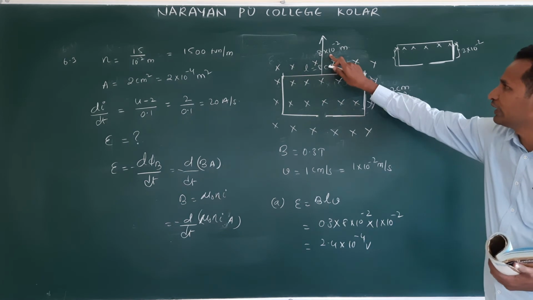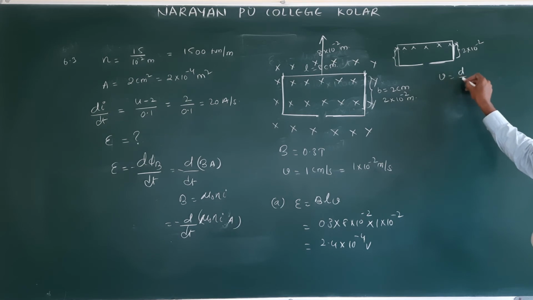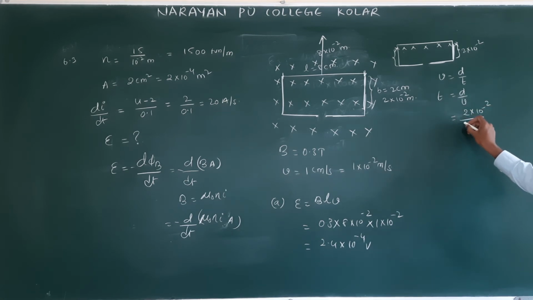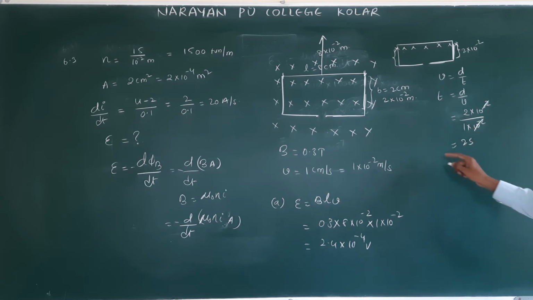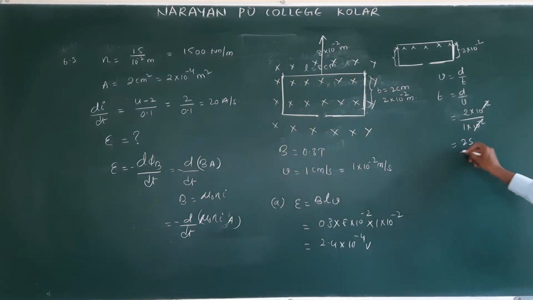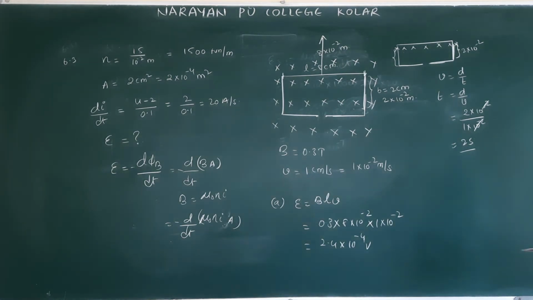With what velocity is it going out? With 1 into 10 power minus 2. Then time: velocity is equal to distance by time, so time is equal to distance by velocity. The distance is 2 into 10 power minus 2, and the velocity is 1 into 10 power minus 2. The 10 power minus 2 cancels, giving 2 seconds. So this EMF is there in this rod for 2 seconds. Understand? Now come to the options. Yeah, 2.4 into 10 power minus 4 volt and 2 seconds.